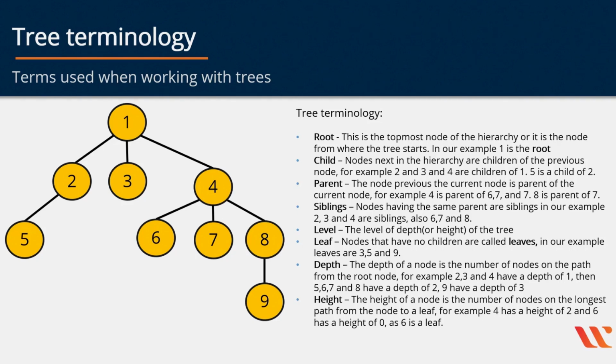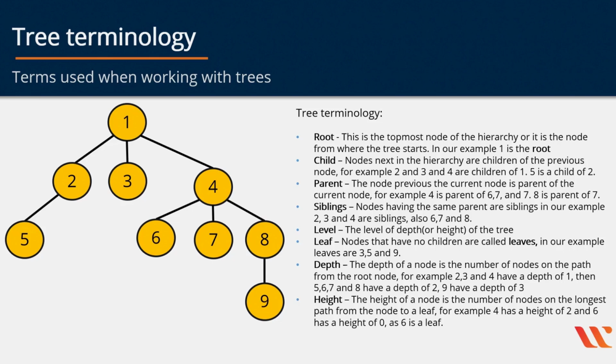Next we have child. Nodes next in the hierarchy are children of the previous node. For example, 2 and 3 and 4 are children of 1. 5 is a child of 2. Next we have a parent. The node previous to the current node is the parent of the current node. For example, 4 is a parent of 6, 7 and 8. 8 is a parent of 9. So a node can be simultaneously a child and a parent. 2, 4 and 8 are examples of that.